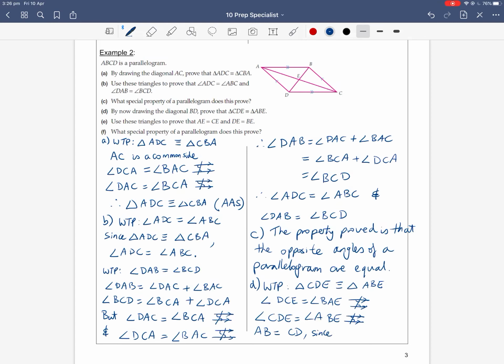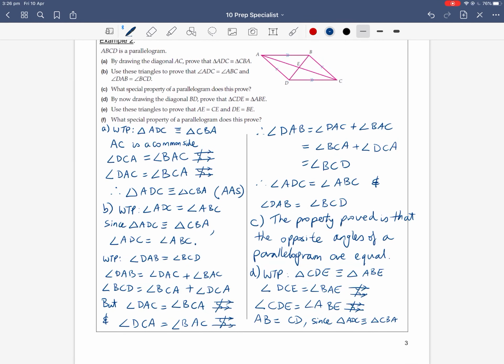So this is true. Why? Since triangle ADC is congruent to triangle CBA, that's from part A. So because we have angle, angle, side, therefore triangle CDE is congruent to triangle ABE. Why? Because of AAS. Okay, so that's part D done.